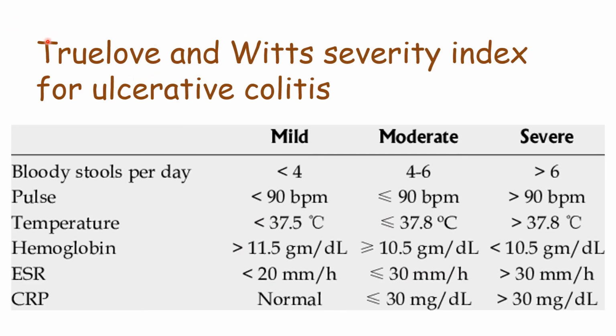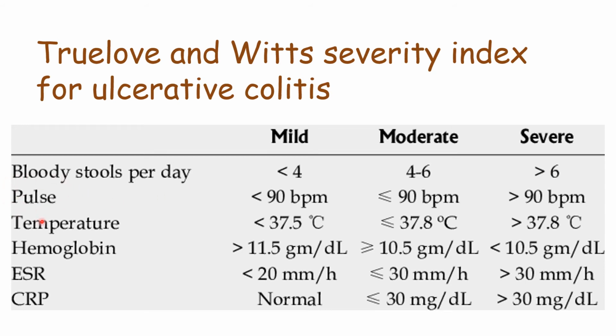Next, let's talk about the Truelove and Witts Severity Index for ulcerative colitis. This is how we're going to classify the disease into mild, moderate, and severe disease. So here are some of the parameters we have a look at. The amount of bloody stools per day, so if it's less than 4, 4 to 6, or more than 6 bloody stools per day.